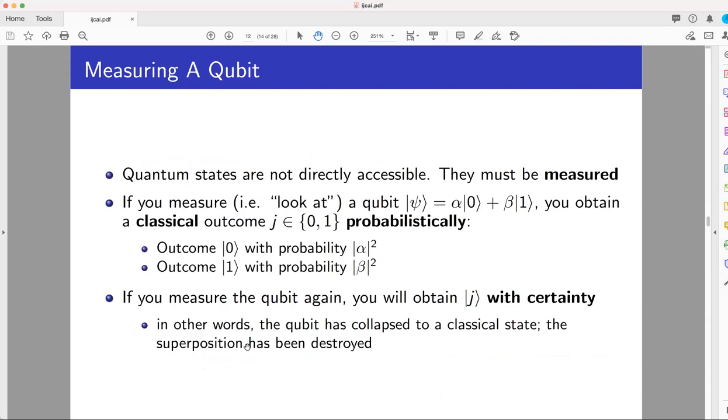So after these two basic characteristics, another thing is how to measure a qubit. Quantum states are not directly accessible. It's quite different from classical computers. In a classical computer, if you get some result, you can directly get access to the result. But for quantum computers, quantum states are not directly accessible. You have to do the measurement after obtaining the result. So this quantum result must be measured.